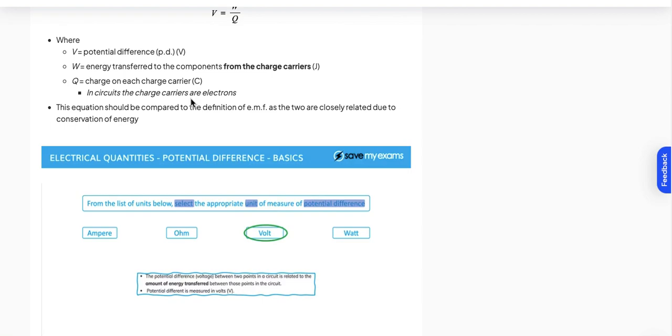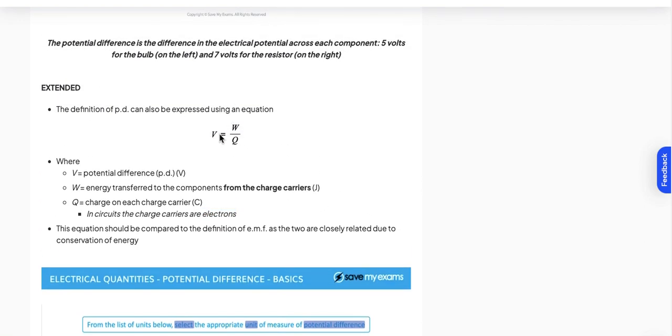What carries the charge? The positive charges do not move. What moves is the electrons. So electrons carry the charge and move them around the circuit. The tutorial has already explained this. This equation should be compared to the definition of EMF. If you look at these two equations, it's the same as that of the EMF that we've described.